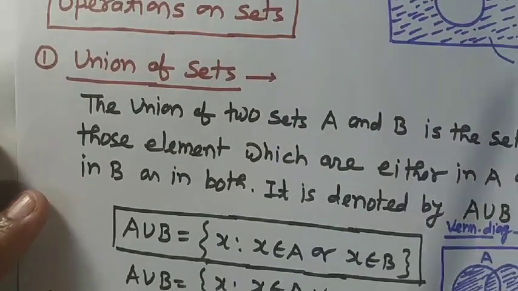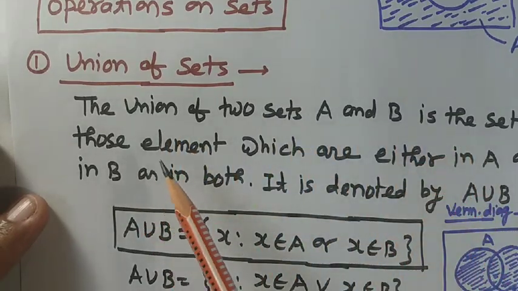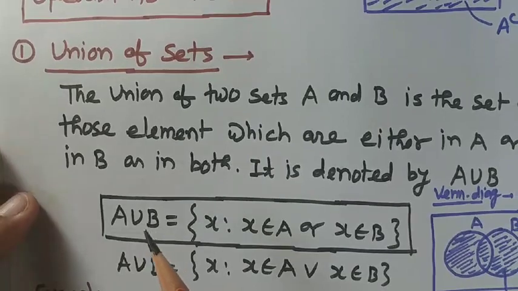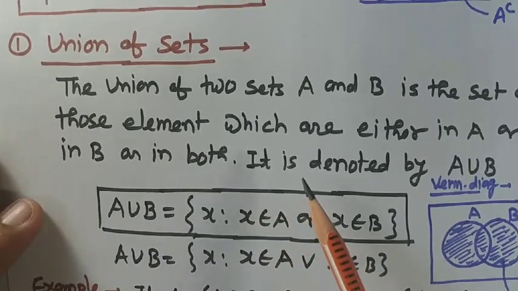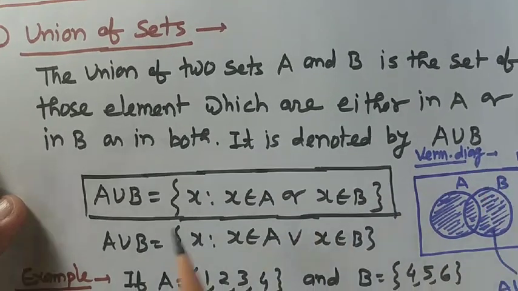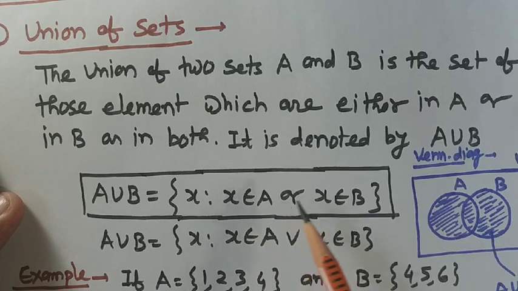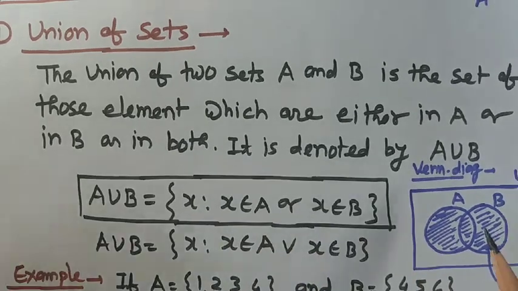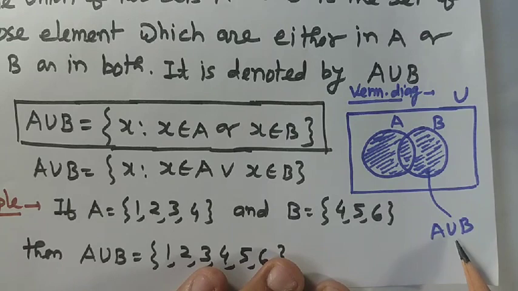Then union of sets. The union of sets A and B is the set of those elements which are present in either A or B or in both. This is represented by A union B. So A union B equals {x such that x belongs to A or x belongs to B}. By the Venn diagram, we can see it clearly. See A and B, this whole shaded portion will be represented by A union B.